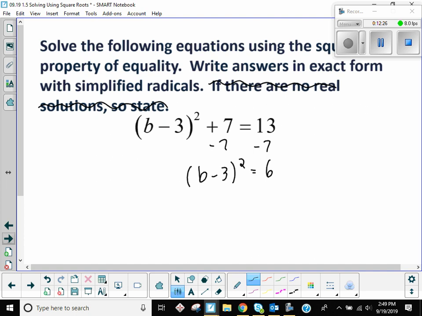So now this is that general form that was at the beginning of the notes. I have something squared equal to a constant. And now I can square root both sides. Square root, square root. The left, the power and root cancel out, leaving me b minus 3. And on the right, I have square root of 6. What have I forgotten, though? Plus or minus on the radical.